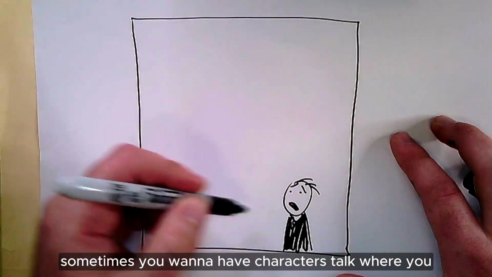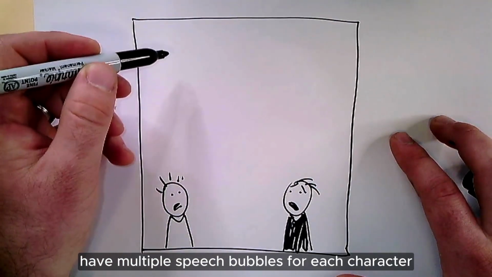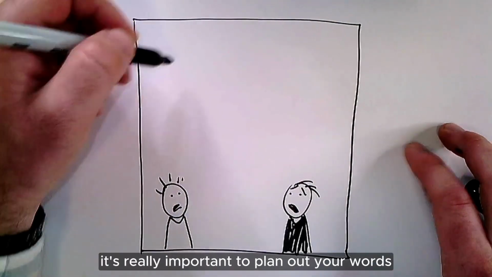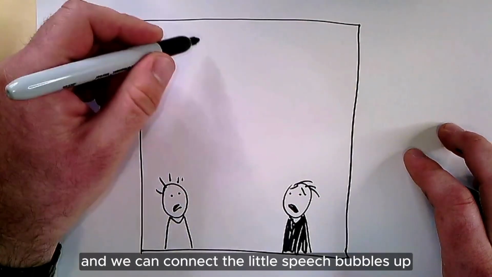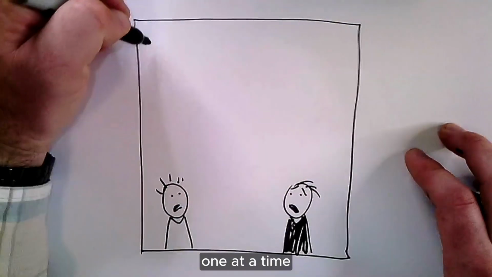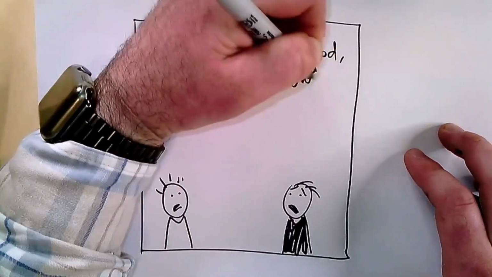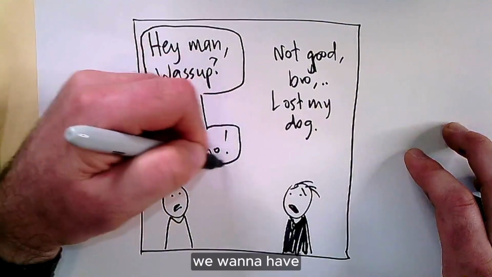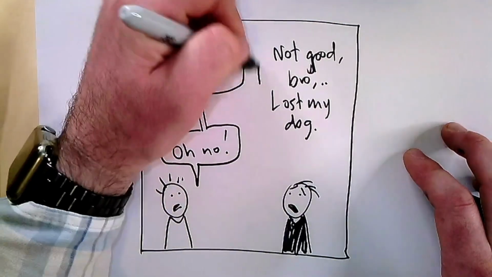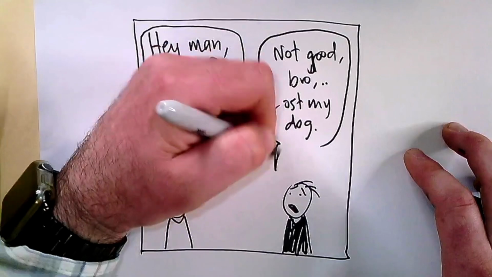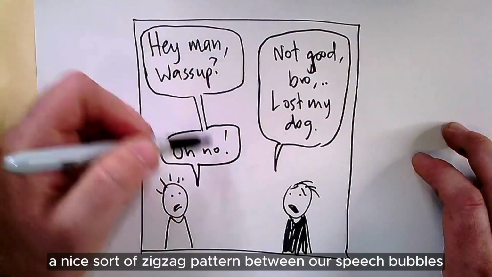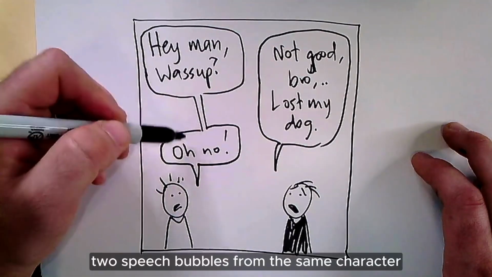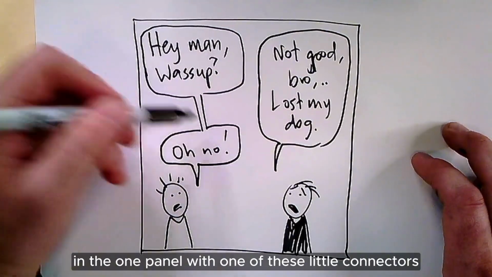Sometimes you want to have characters talk where you have multiple speech bubbles for each character within the one panel. In those cases, it's really important to plan out your words ahead of time, and we can connect the little speech bubbles up one at a time. In this case, we want to have a nice sort of zigzag pattern between our speech bubbles, and we can connect up two speech bubbles from the same character in the one panel with one of these little connectors.